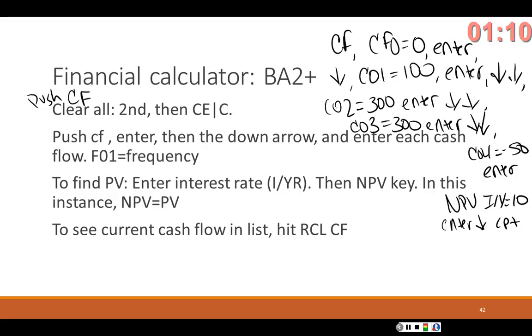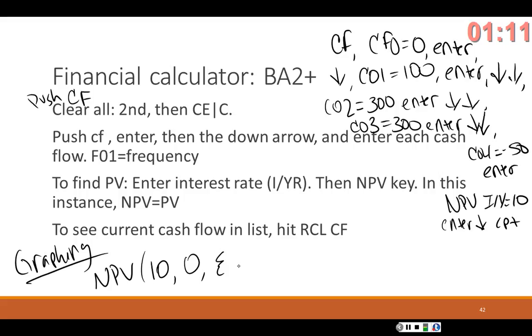If you have a graphing calculator, first you would push your Apps button, your Finance button, and scroll down to NPV and push enter. First you enter your discount rate, which is 10, comma, your cash flow at time period 0 is 0, comma, braces, 100, comma, 300, comma, 300, comma, negative 50. Enter, and you'll get the same answer.